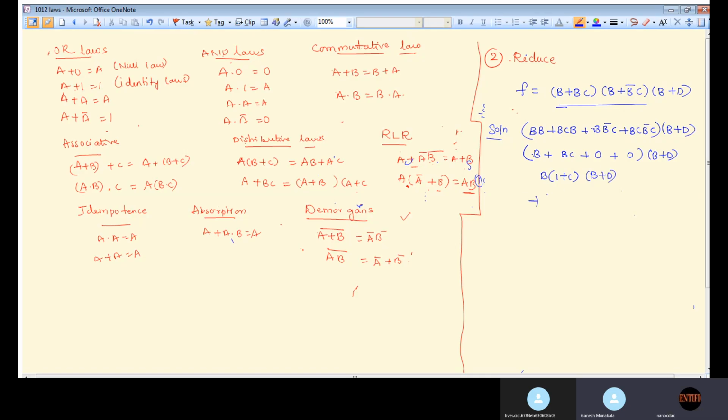B into 1 plus C will be equal to what? 1 plus C is equal to 1. So B into 1, B plus D. Okay. So then BB plus BD. BB is equal to what? B. B plus BD. And here B common, 1 plus D will be equal to what? 1. Okay. Answer is B.